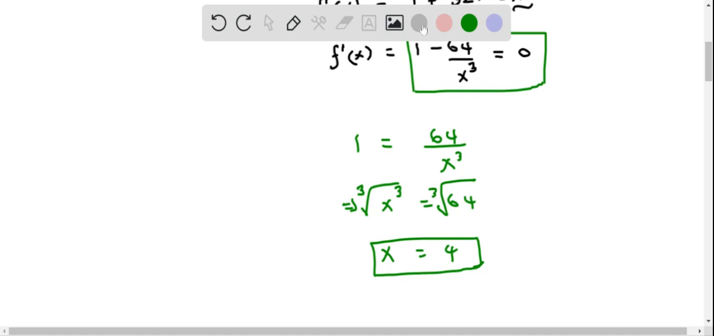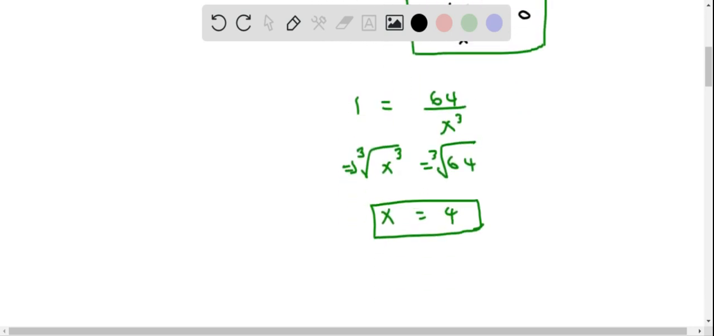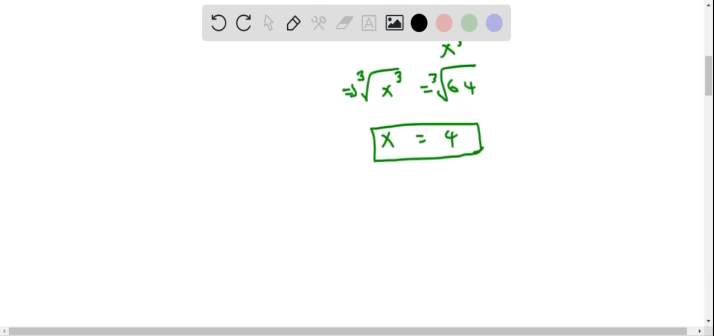And so using this critical point of the function, we can determine if this represents a relative minimum or relative maximum. So let's create a sign chart for f prime of x.